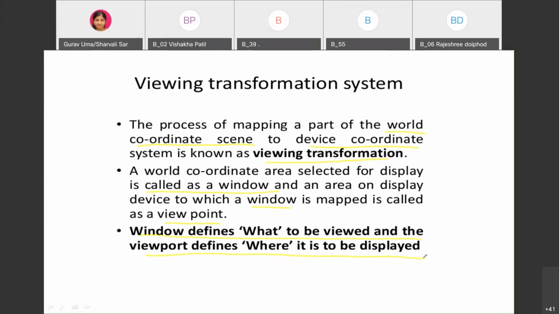So this is the concept of window and viewport. And the mapping of window to viewport is called viewing transformation.